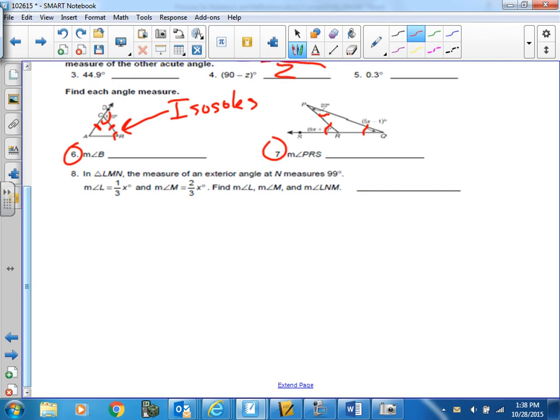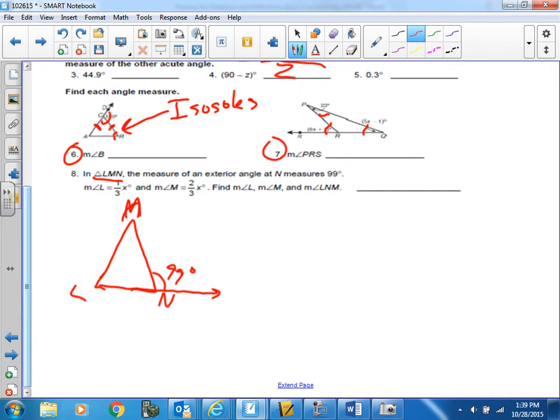So the last one I'm going to do is number 8. So we can draw a triangle. In triangle LMN, the measure of an exterior angle at N, it's been a long day, measures 99 degrees. So I'm going to draw a triangle L, M, N. It says the measure of an exterior angle. So exterior angle would be on the outside, 99 degrees.